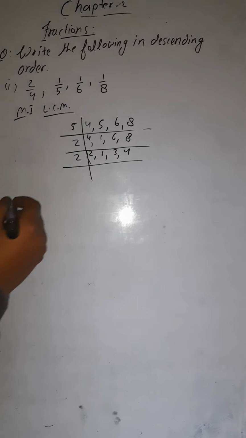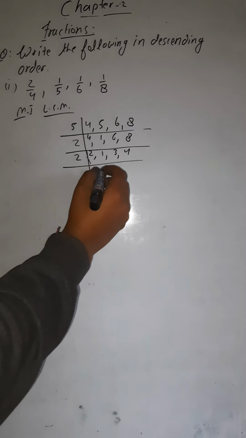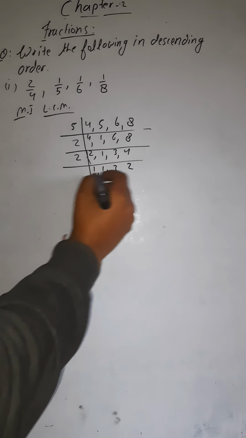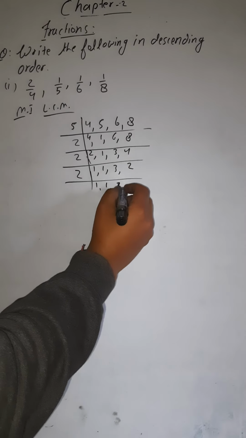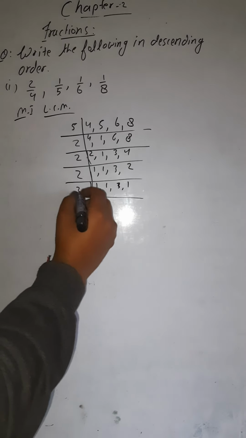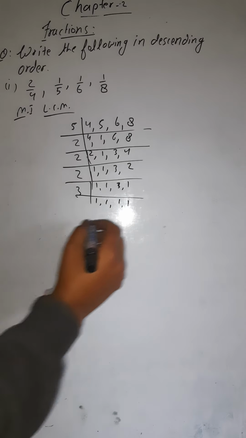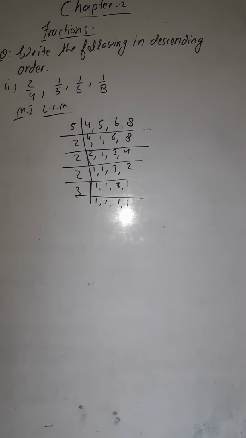Now again you have to divide by 2: 2 1s are 2, 1 as it is, 3 as it is, 2 2s are 4. Now again by 2: 1, 1, 3, 2... now again by 3, and we get 1, 1, 1, 1. So this is how you will find out the LCM of these denominators.